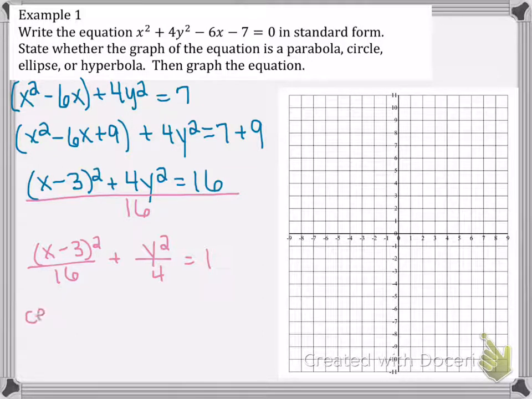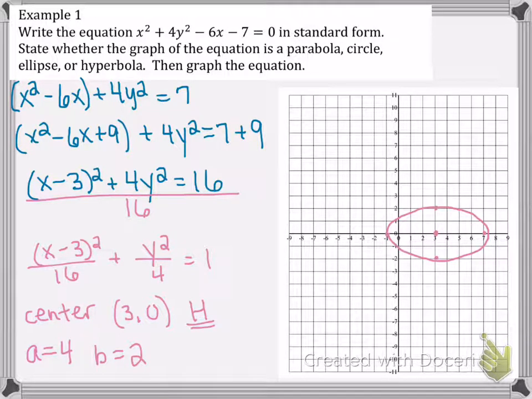So then my center is at (3, 0). It's horizontal because the x is above the a term. The a term is 4, and my b term is 2. So take a minute and graph that ellipse. Now that's what the graph of the ellipse should look like.